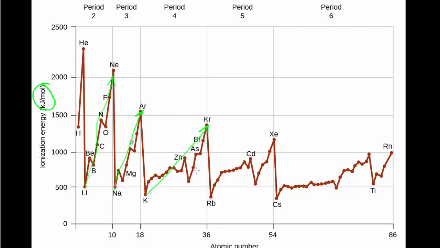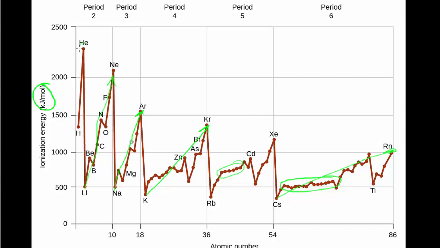Now, of course, there are a few blips, and there are some areas where it appears to be flat. But generally speaking, there's a gradual increase as we go across a row of the periodic table.